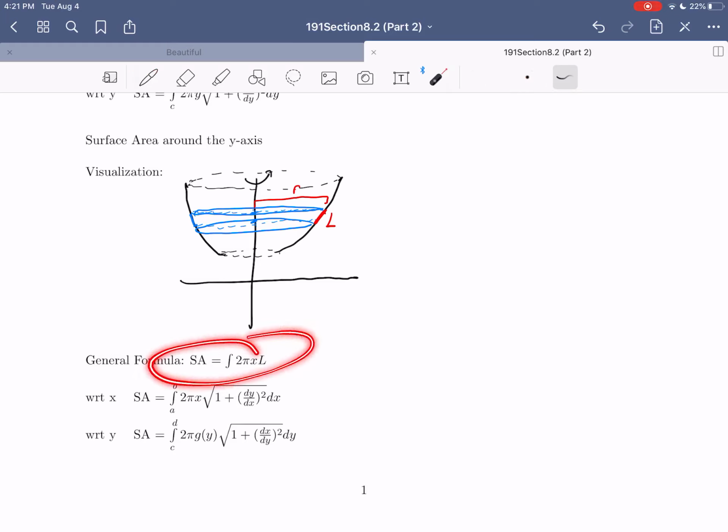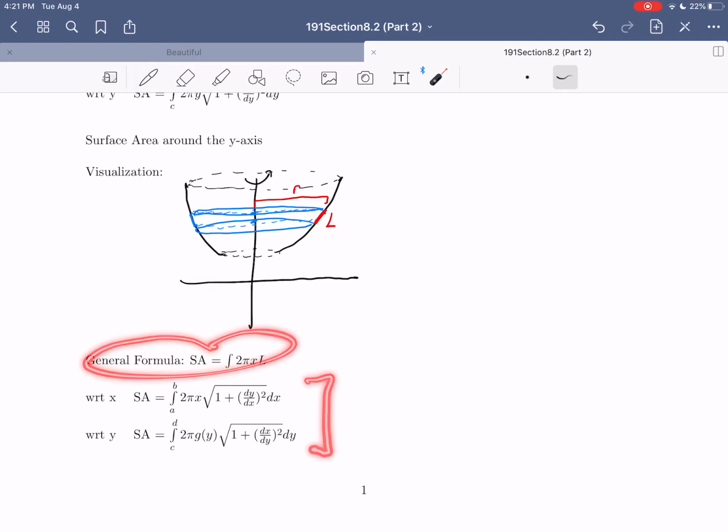That meant the general formula this time was 2 pi x times the arc length, because this time that radius is in the horizontal direction, so it's the x distance. Then we took that general formula and broke it down into two specific situations.